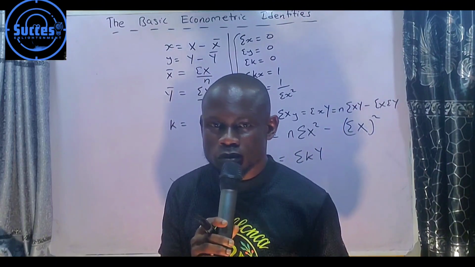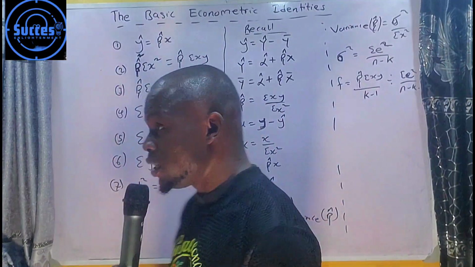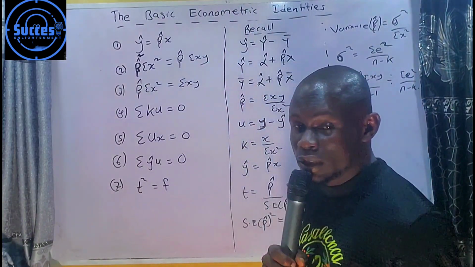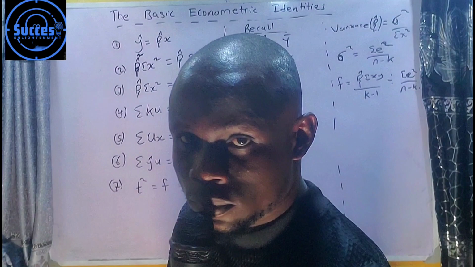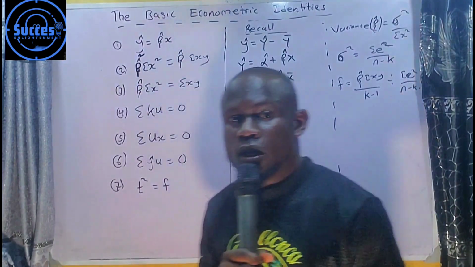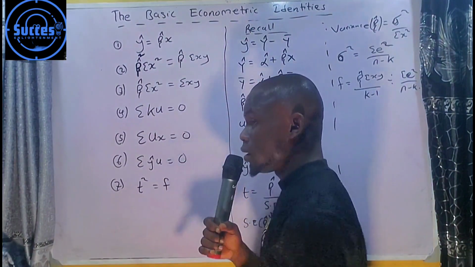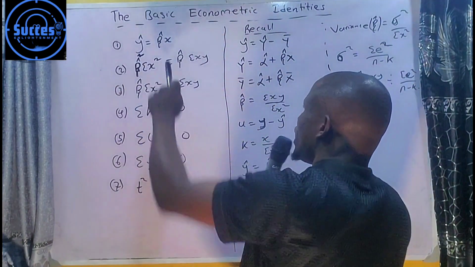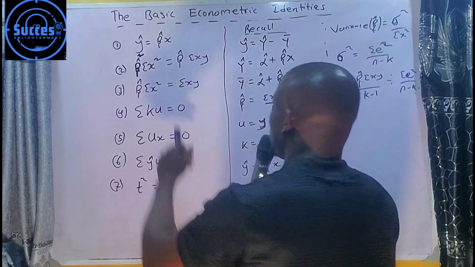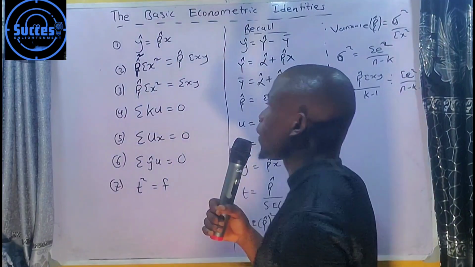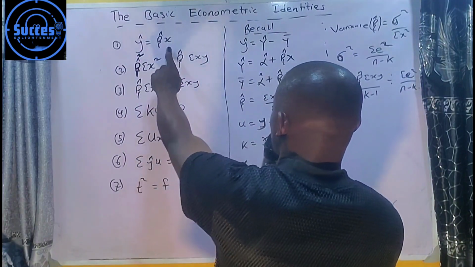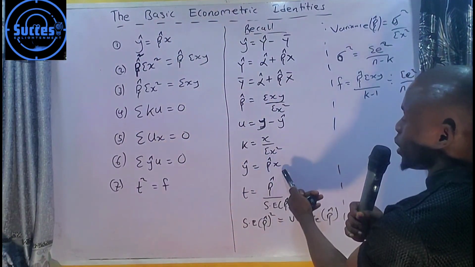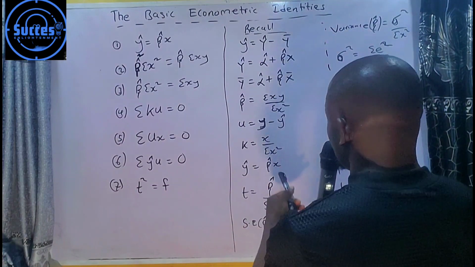Let's go into it. Alright, in this video, these 7 econometrics identities will be proved. We are going to prove that our small letter y estimate is equal to beta cap x. Alright, that's what we are going to prove here.